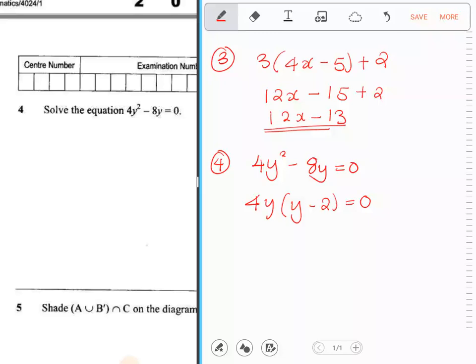Now some of you might be tempted to move this one to the other side, then you divide. That one won't give you one solution. Now, well, the way it is here, we can get more than one solution. So we are going to say 4y, we equate it to 0. And we say y minus 2 also equate to 0. So we divide by 4, we divide by 4. So we end up getting y is equal to 0. This is your first answer. Or y is equal to 2. Which should be true because if I put 0 there, 0 times 0 will be 0. If I put 2 there, I'll be getting 16 minus 16, which is 0. Next question.